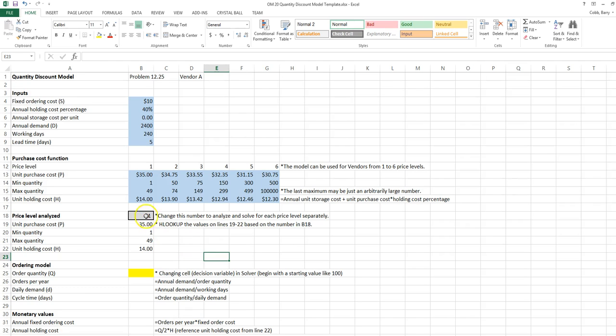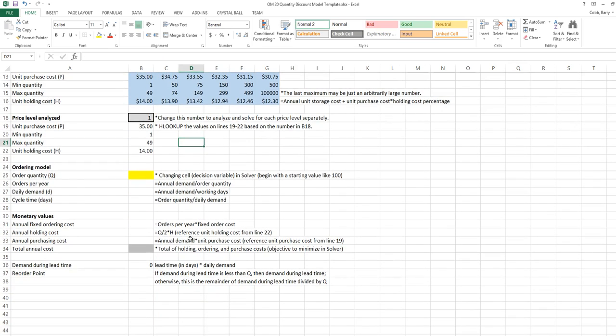Now that we've set up a system of references that can pull in the correct price level information, we need to build the cost model and the ordering model. The order quantity is a decision variable. We'll just enter a starting value, like 100 here.